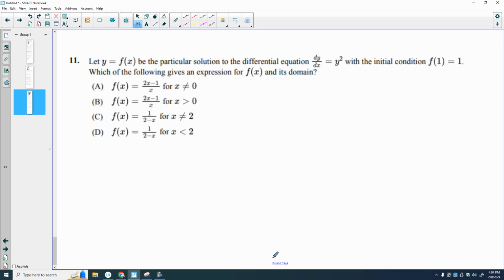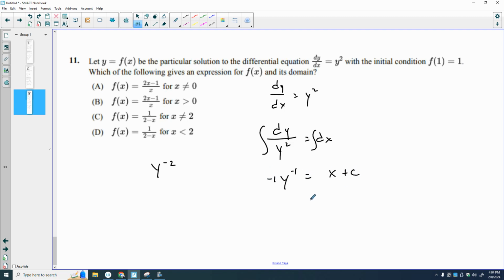Question 11. Same problem, same process. I know my dy dx. I'm going to switch places. I'm going to integrate. I'm going to think of this as y to the negative second power. Adding 1 to the exponent gives me a negative first power. Adding 1 to the exponent, divide the old coefficient by the new exponent. And I got my plus c.